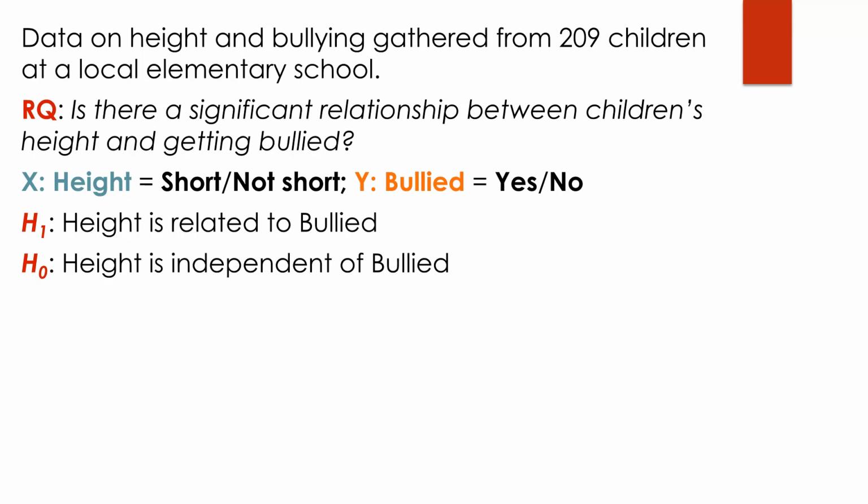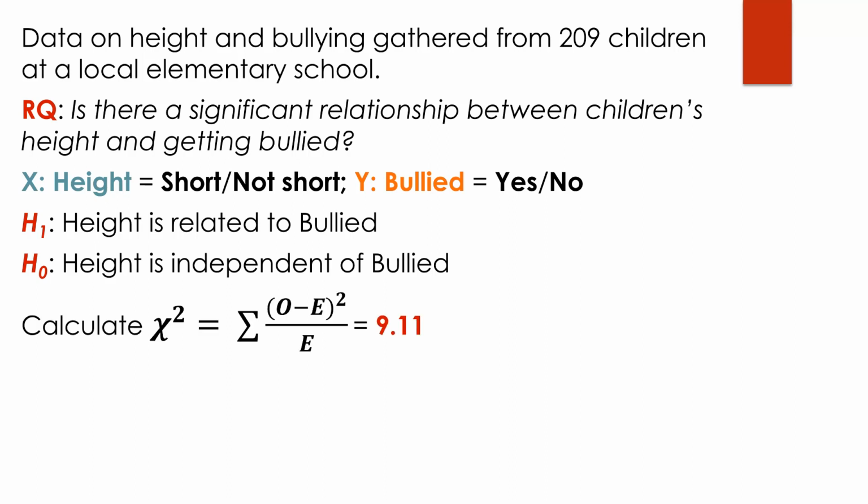And now our third step is to do our calculation. We did this last time, so you can go back and look at those calculations, the math, how we did that. We got a chi-square of 9.11. Okay, so that shows that O is somewhat different from E. What we found is different from what we expected.